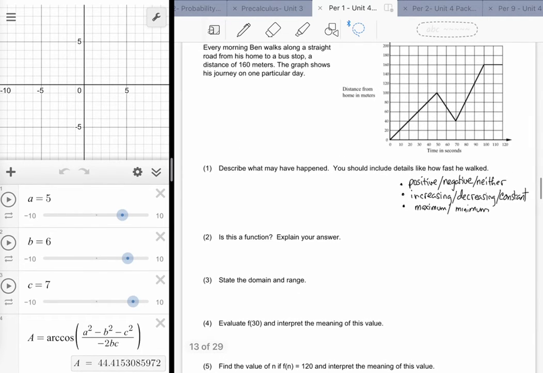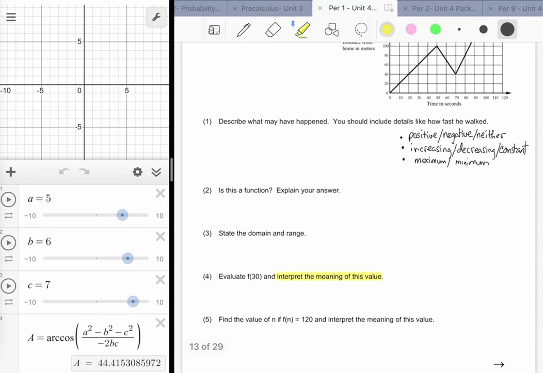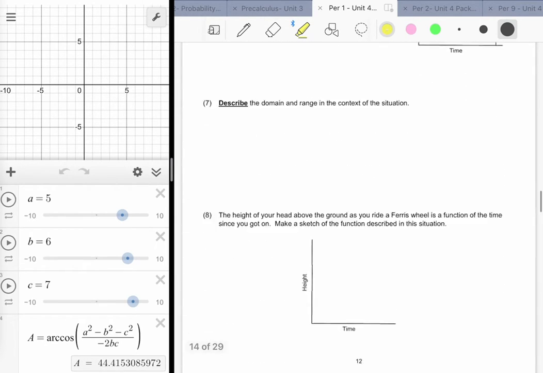Is it a function? Those should be able to blast through. All right. Is it a function? Yes or no? Does it pass the vertical line test? All right. State the domain and range. Well, how far left and right does it go? How far up and down does it go? Does it include everything in between? All right. Evaluate the function. Interpret the meaning of the value. And then solve for a particular number. All right. So that happens in a couple of cases.